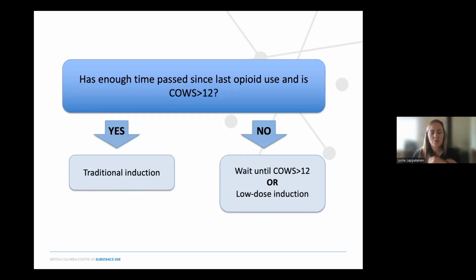And this is a bit of a decision tool as to how you can decide. So if a patient presents and they're already in moderate withdrawal, so their COWS score is greater than 12, and it's been at least 12 to 24 hours since their last use, it makes sense to go with a traditional induction for the most part. If they are able to tolerate waiting longer until their COWS score is 12 or higher, and it's been 12 to 24 hours since their last use, you could wait, then go with traditional induction. Or if they don't think they could wait that long, or they prefer a low dose induction, then you can choose a low dose induction. And so I'll walk you through how to do both types of inductions.